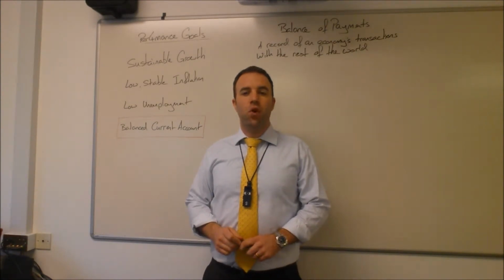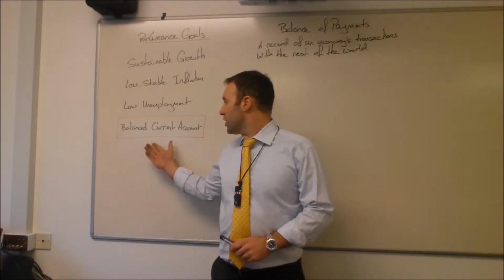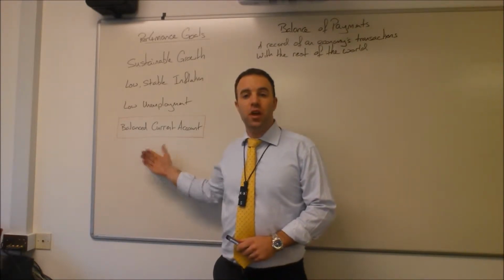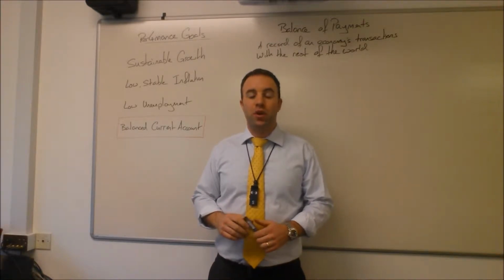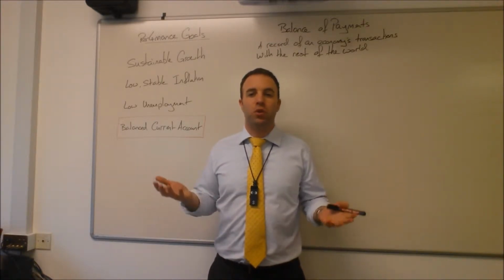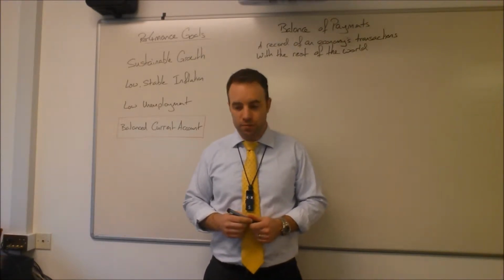The final of the 4 macroeconomic performance goals we've been looking at is the current account of the balance of payments. The government aims for the current account to be balanced. For now, we're going to say that means imports are roughly equal to exports, although it's not quite that simple, as we'll see in a second.